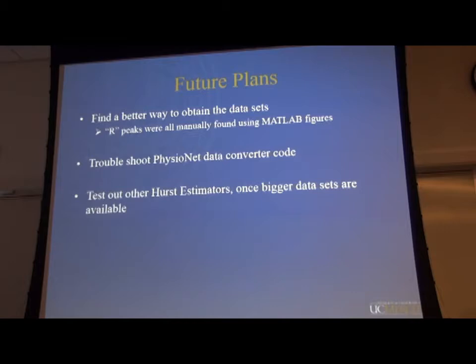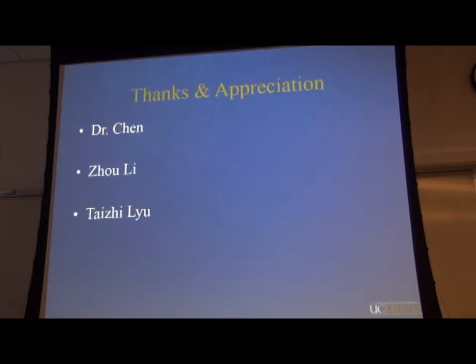And troubleshooting the PhysioNet data converter so I can get the normal sinus rhythm to work. And then test out the other Hurst estimators because the graphs and the values were all skewed because there's 100 data points. I don't think that is enough for a Hurst estimator. So, thank you.